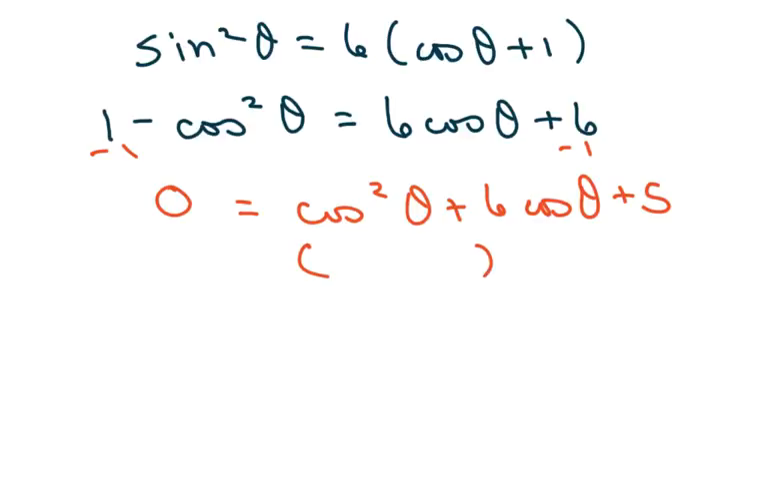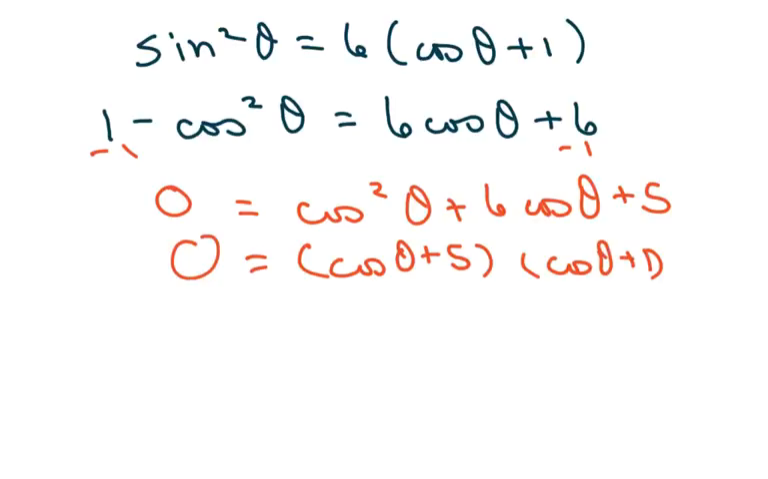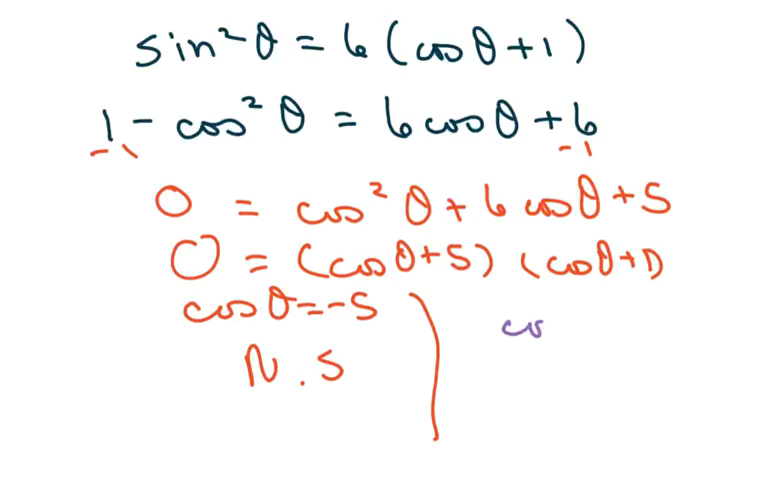And factor, get cosine of theta plus 5 and cosine of theta plus 1 equals 0. And this one you get cosine of theta equals negative 5. That's no solution here. And on this side you get cosine of theta equals negative 1. So theta equals pi. And that's your solution.